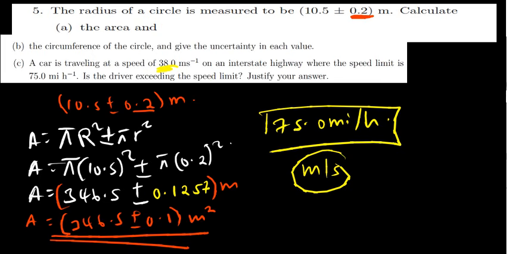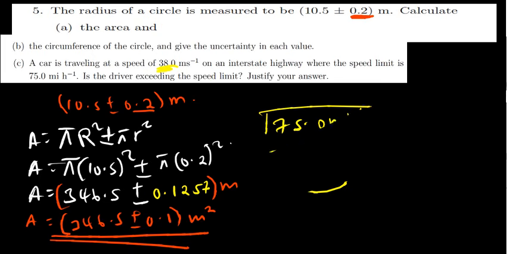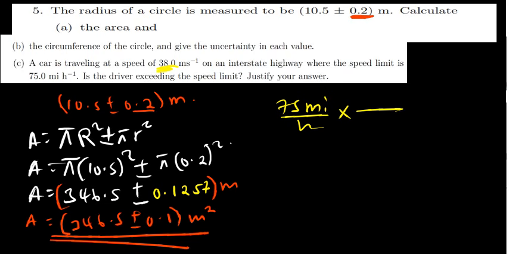Okay, let's use dimensional analysis to convert that one. So it's going to be 75 miles per hour times, in 1 mile, how many meters do we have?